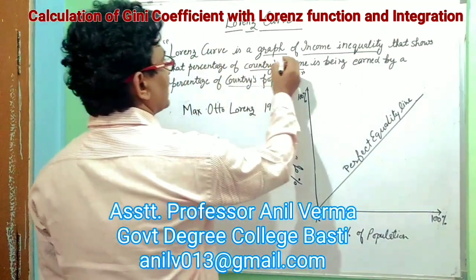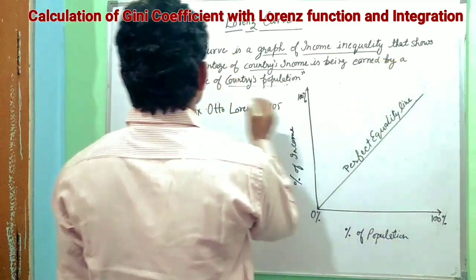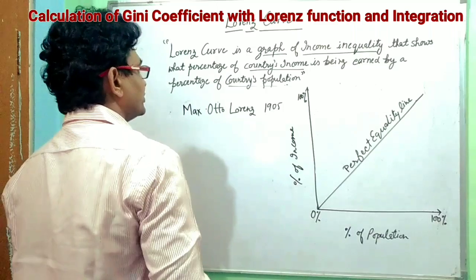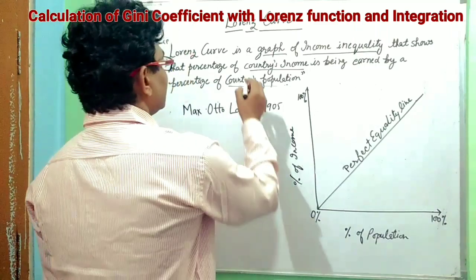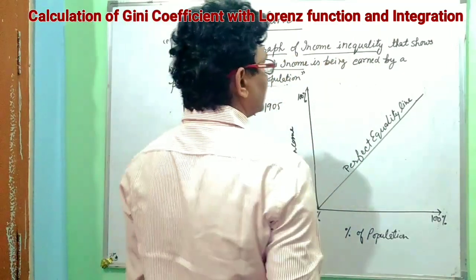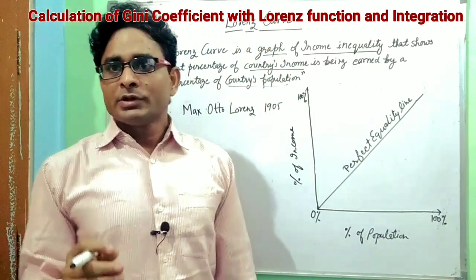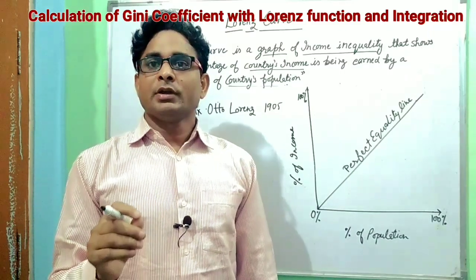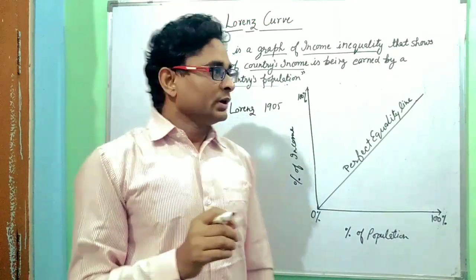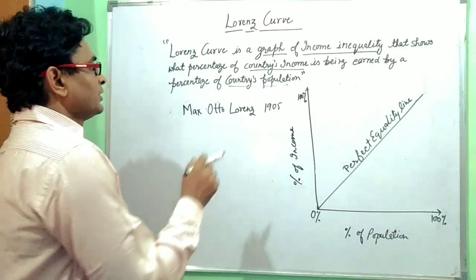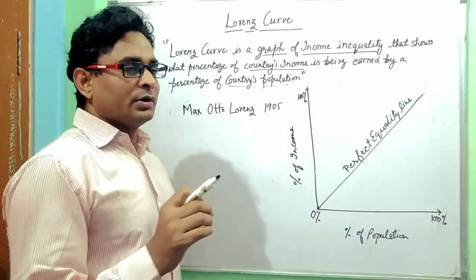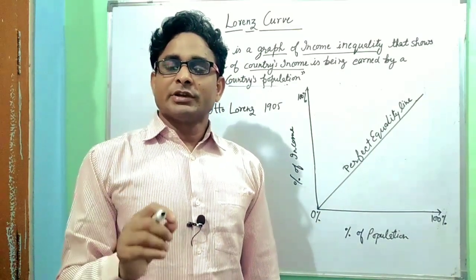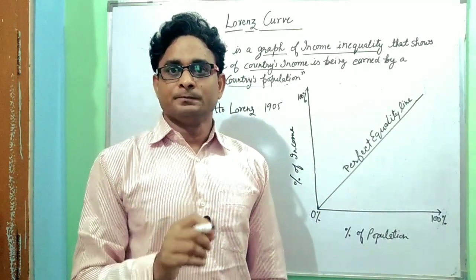Lorenz curve is a graph of income inequality that shows what percentage of country's income is being earned by a percentage of country's population. Here we can see that Lorenz curve is basically a graph of income inequality. So Lorenz curve basically shows the income inequality or relative poverty in a country. So with the help of Lorenz curve, we can see what percentage of country's population has what percentage of share in country's total income.